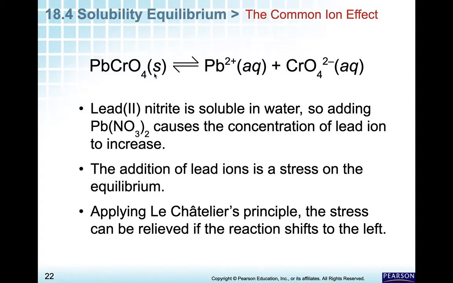And this is a solid, so when the reaction shifts this way, it was at equilibrium. When it decides to start forming more of this, we'll start to see this precipitate out. If you remember the term precipitate, we combined two aqueous solutions, and we're going to see a solid start to form out of it.